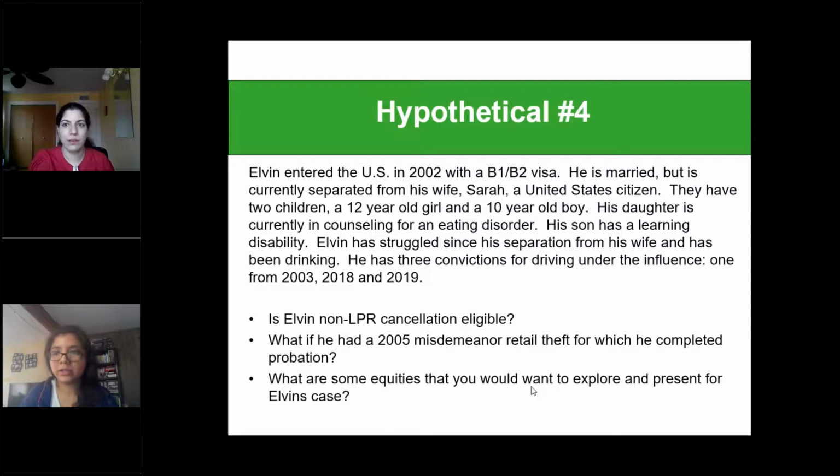So thinking back on those criminal bars, crimes involving moral turpitude under INA 212, and then remembering that petty offense exception. The retail theft, let's say it was Illinois. Yes, it's a misdemeanor and not in jail for more than 180 days. So, what are some equities that you would want to explore and present for Alvin's case?